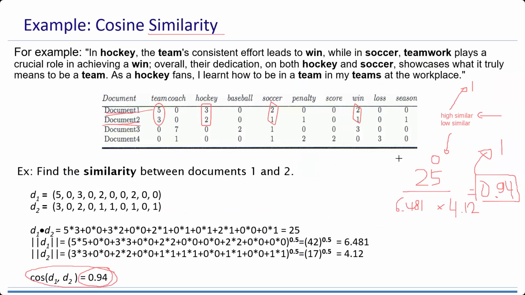What about if the value is 0.6? Not that similar. Okay, good. How about if it is 0.14? It is not similar. Okay. A value getting closer to 0, it is not similar.